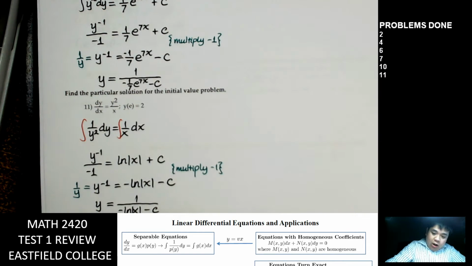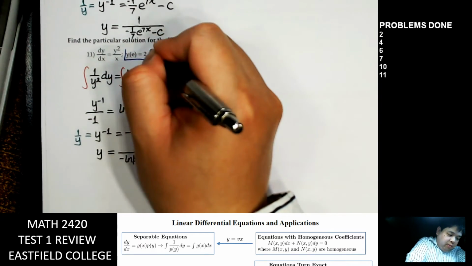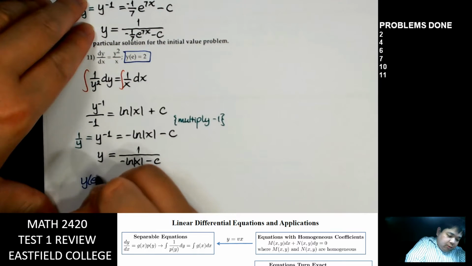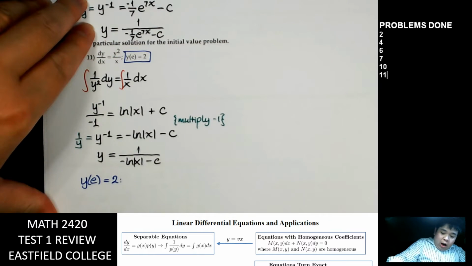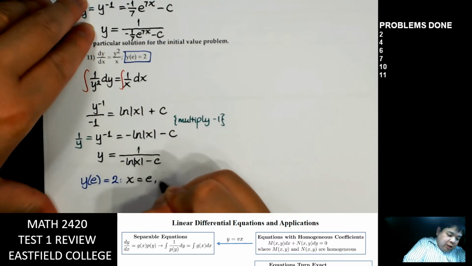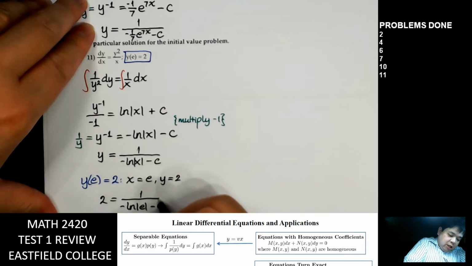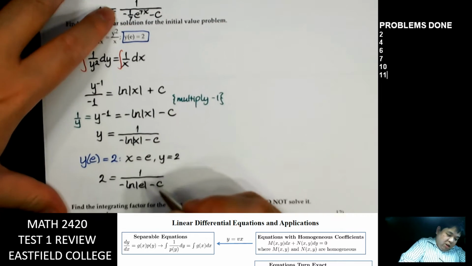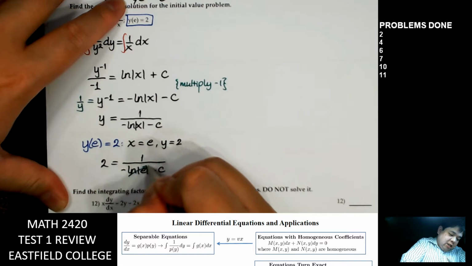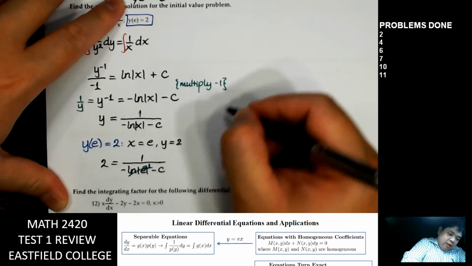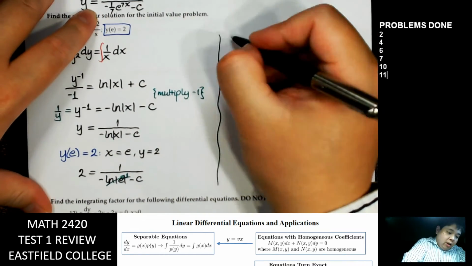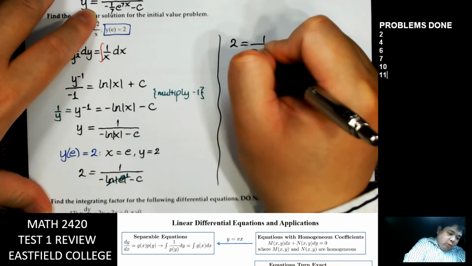Right. Almost there. We still have the initial condition of this. Which means when x equals e, y equals 2. So we have 2 equal to 1 over negative ln of e minus c. By the way, ln of e is 1. The absolute value of e is still e. So this is equal to 1. So we have 2 equal to 1 over negative 1 minus c.